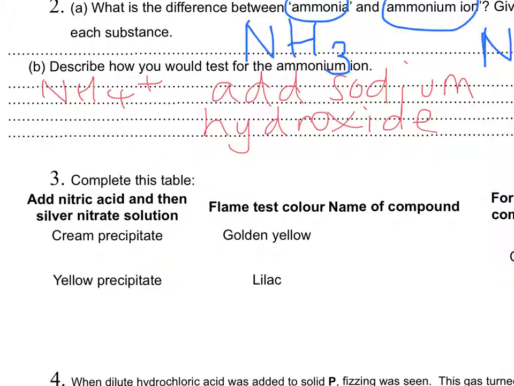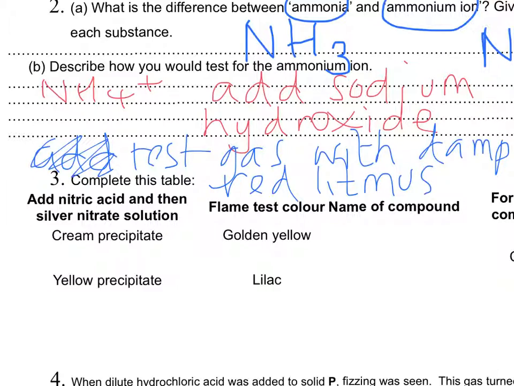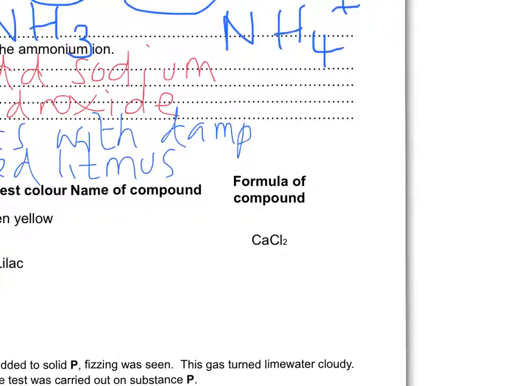The second part of the test is the same, regardless of whether you're testing for ammonia or ammonium: you test the gas evolved with damp red litmus, and it will turn blue.